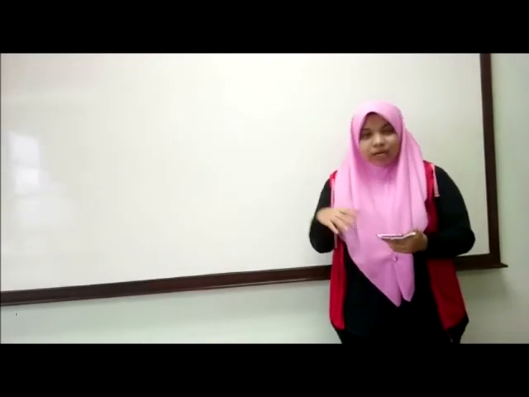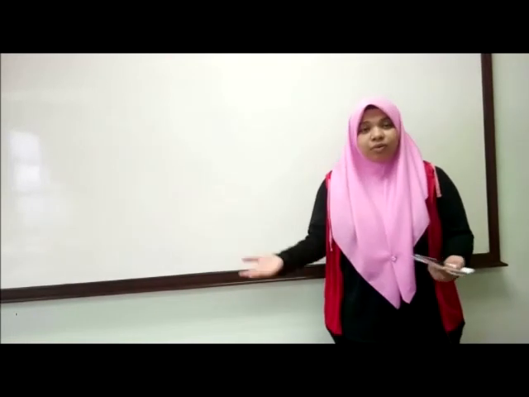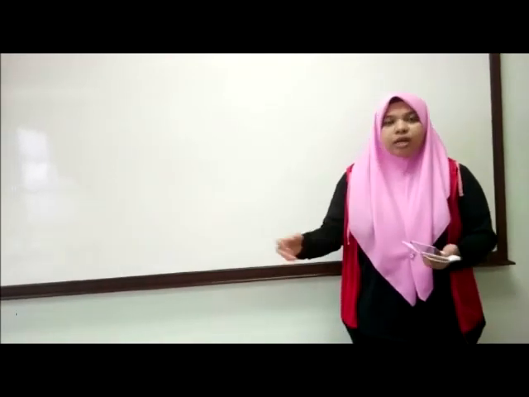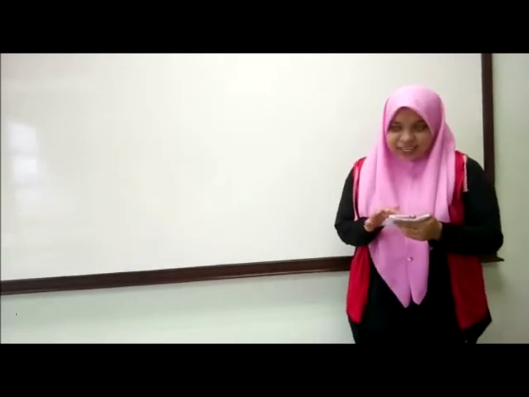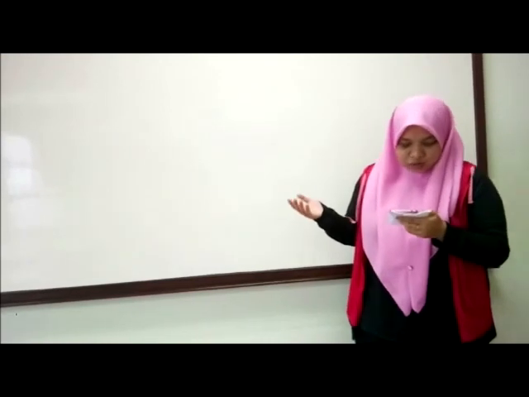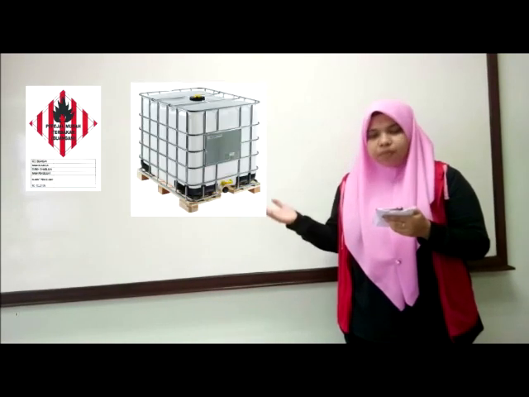And lastly is used oil. We know that oil is flammable because it can easily react with fire. So the symbol used for used oil is flammable, and the container used to store the used oil is an intermediate bulk container.